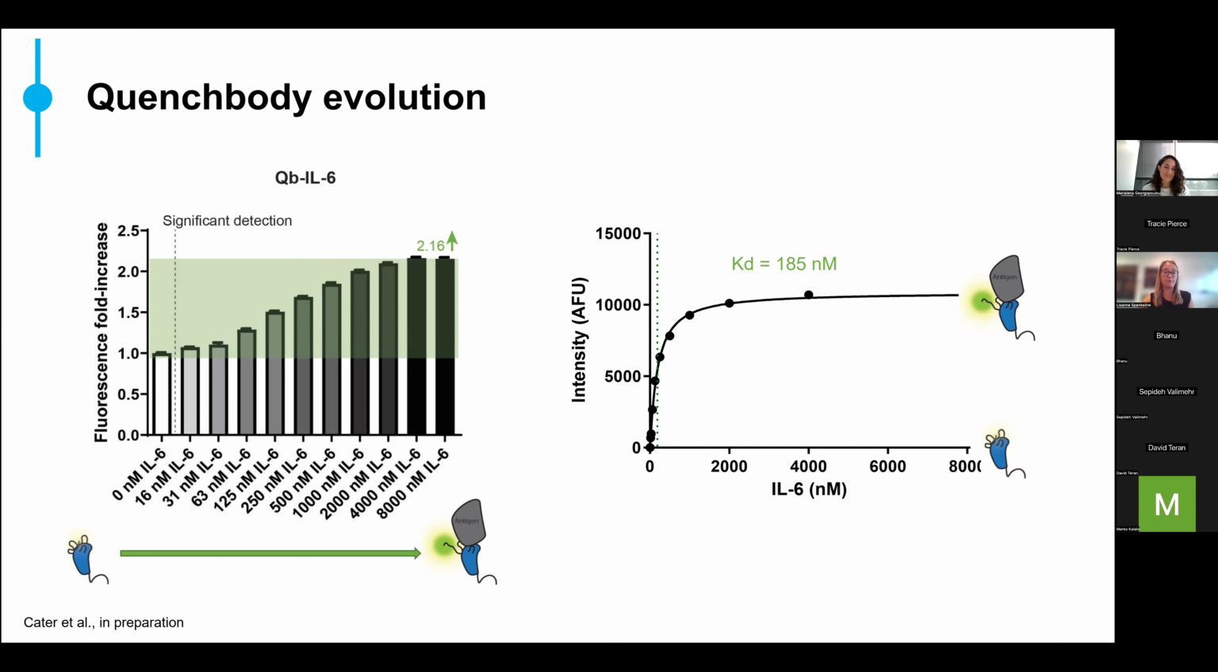And also we are very interested in using these quench bodies on any target. So if anyone has a target in mind that would benefit from having a quench body that can detect it, we'd be very, very interested in talking to you.